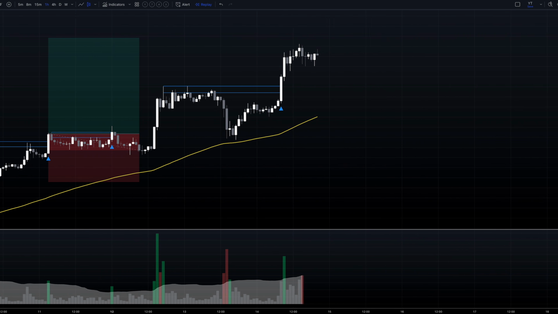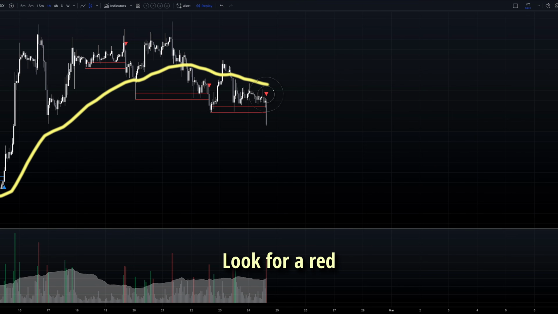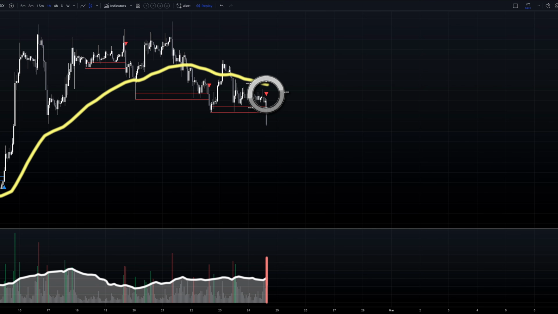Few moments later. For short positions, price should be below the EMA. Look for a red triangle from the breakout finder. Again, we need confirmation from the volume breakout indicator.